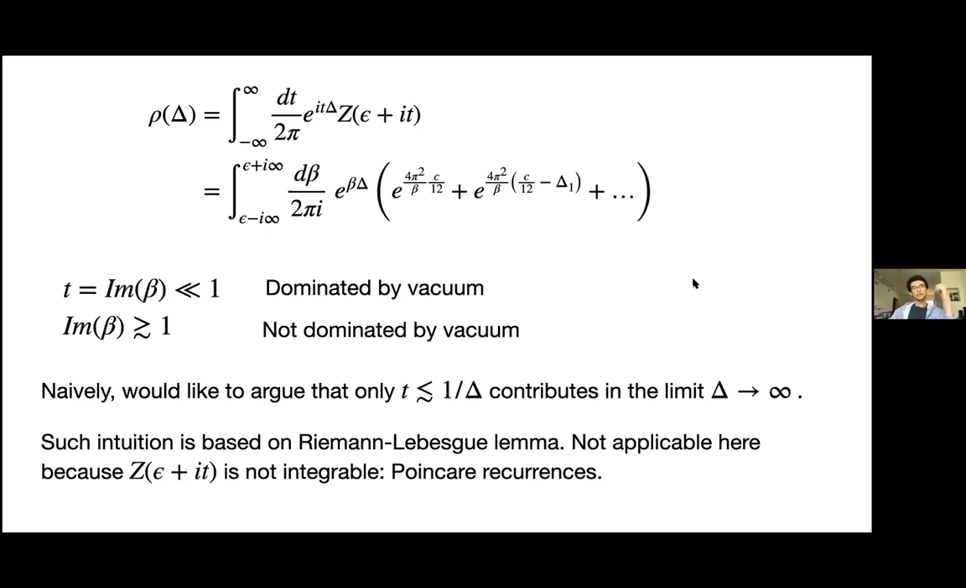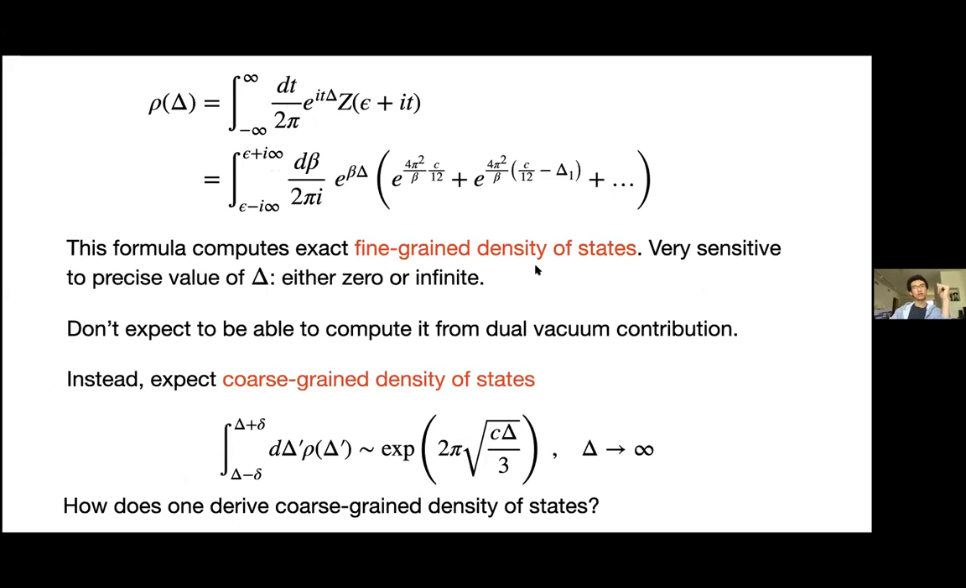And this may be not too surprising, because really this formula is computing what you might call a fine-grained density, an exact density which is very sensitive to the precise value of delta. Especially if rho is a sum of delta functions, then it's either 0 or infinite. And we actually don't expect to compute this formula. Instead we expect to compute, of course, this coarse-grained version, which is a microcanonical density of states.